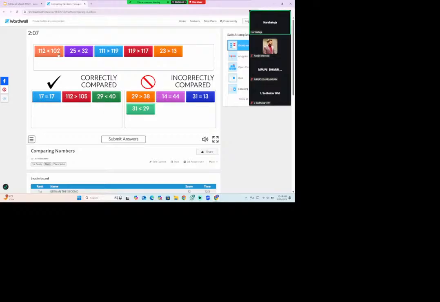Now here, 112 is less than 102. If we look at the hundreds place, there's a 1. It's the same. If we look at the tens place, there's a 1 here and a 0 here. So that means this number is greater than this number. The teeth should be facing towards the greater number, which means it's incorrect. 25 and 32. If we look at the tens place, there's a 2 here and a 3 here. So we know that 3 is greater than 2, so the teeth should be facing towards 32.